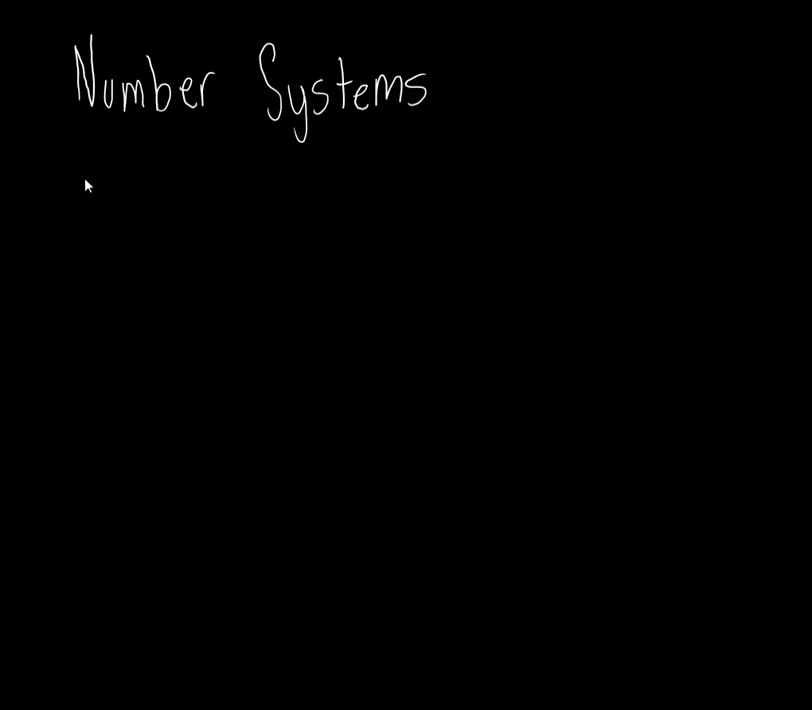Today's lesson will be on number systems. There are 7 types of number systems. The first type are the natural numbers. These numbers also go by the name of counting numbers.